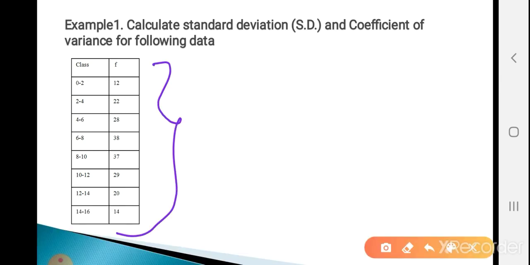Now see one example. Calculate standard deviation, variance and coefficient of variance for the following data. The data we are given are the classes along with their frequencies. So the given data is continuous data. For finding the values of variance, standard deviation and coefficient of variance, we need the values of x. Here we are not given the values of x, so x is considered as the mid value.